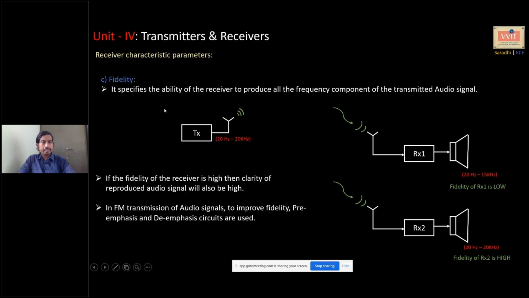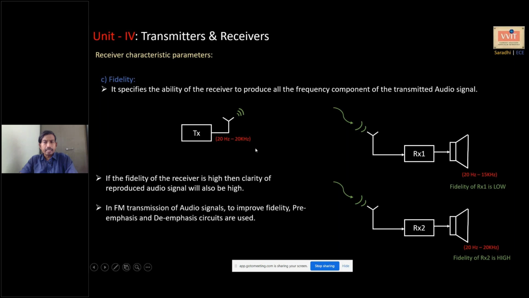Then fidelity is this: the receiver should produce all the frequency components reliably and efficiently. Let us consider this scenario. Usually the audio signals occupy a range of 20 Hz to 20 kHz, so approximately 20 kHz. All the frequencies from 0 to 20 kHz.